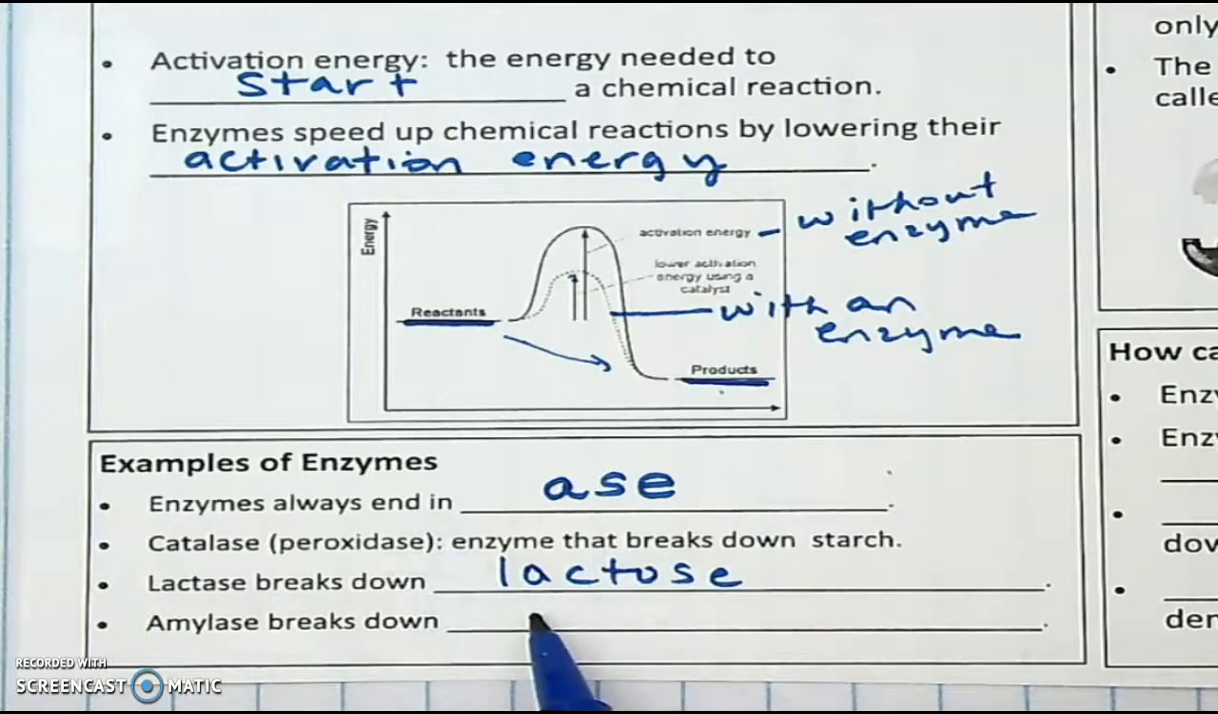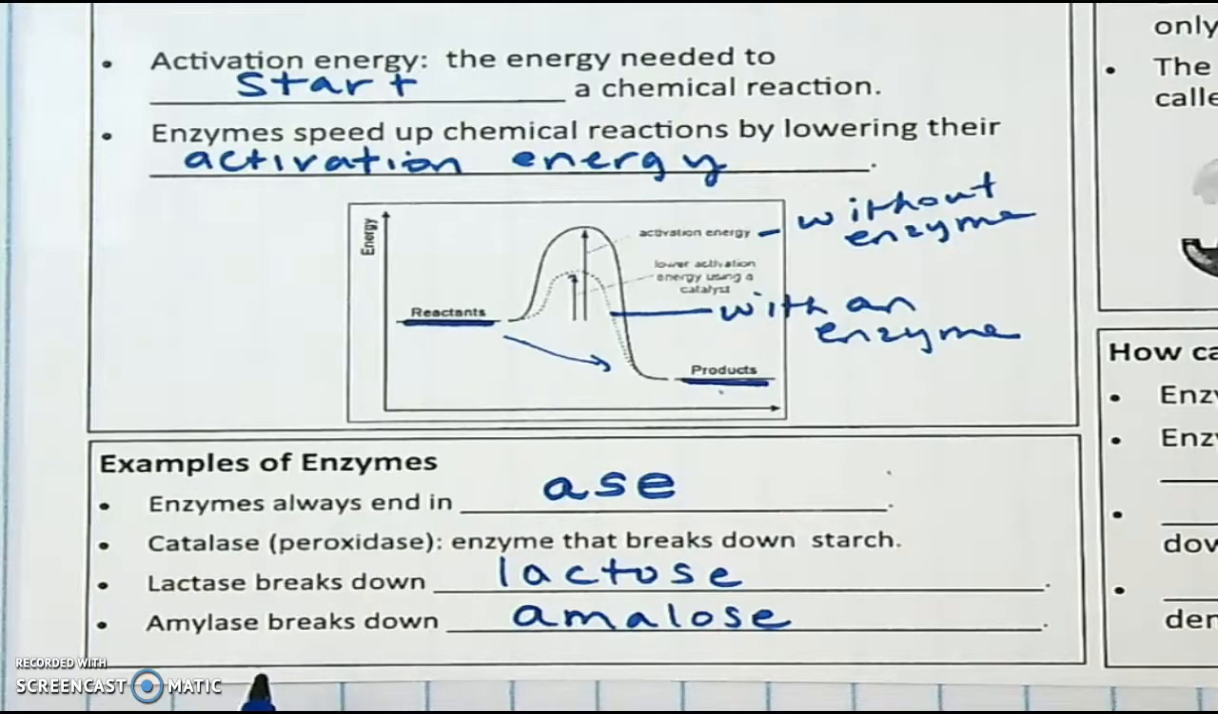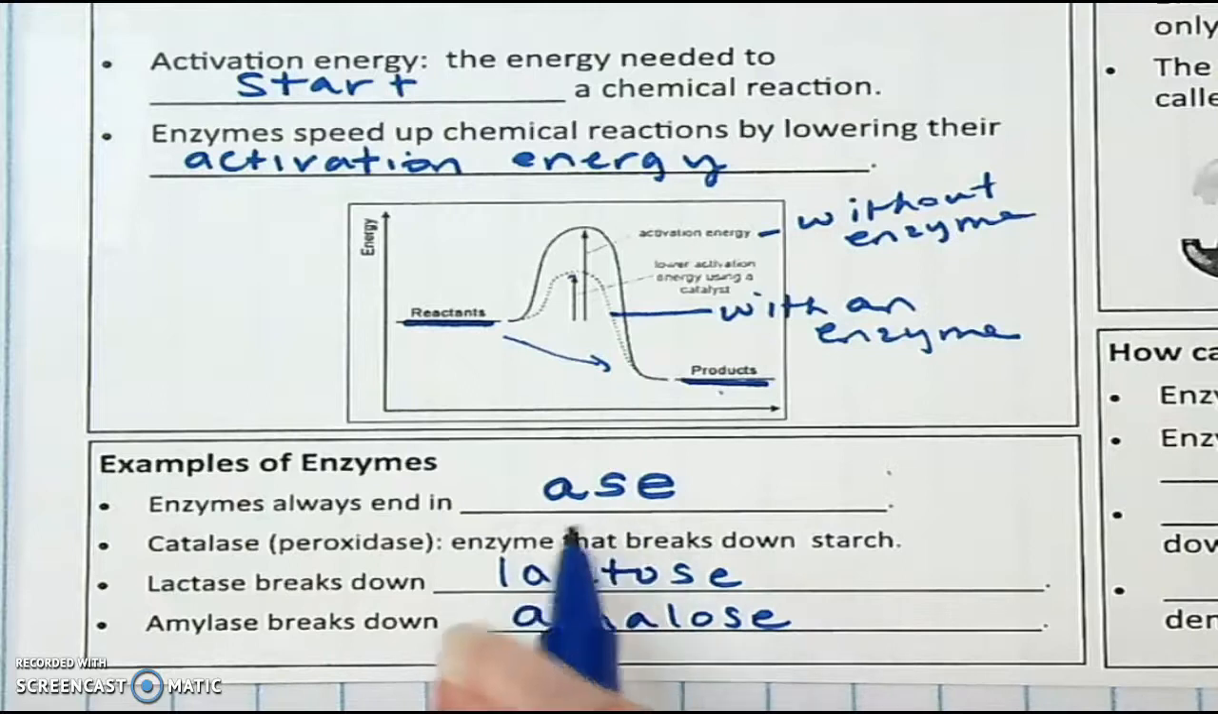Amylase breaks down amylose, okay, which is also a sugar. Amylase is an enzyme that's in your mouth, it's in your spit, and it's why when you put a Jolly Rancher in your mouth, like a hard candy, and it starts to dissolve, it's that enzyme that's starting to break down those sugars. That's why it literally is melting in your mouth. Okay. But be on the lookout for anything that ends in ASE.